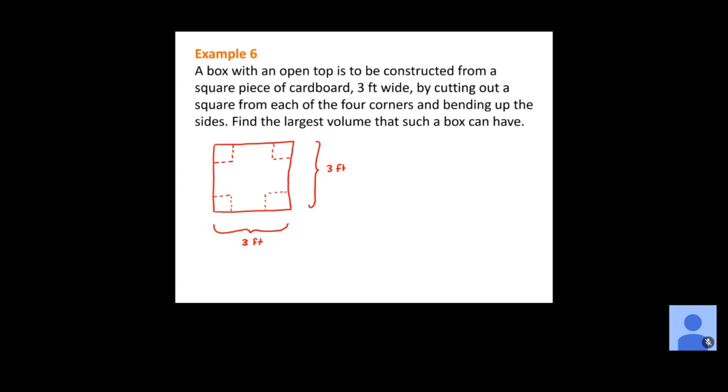Okay, all right, so now each of these squares, we don't know how big they're going to be, right? But I'm just going to say, well, we're cutting out a square that's x in dimension, right? Which also means that the other side of that square is going to be x. All right, so now what can we do at that point?